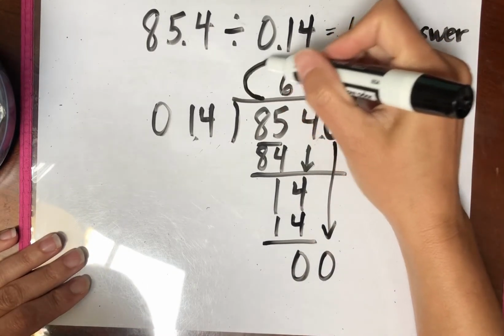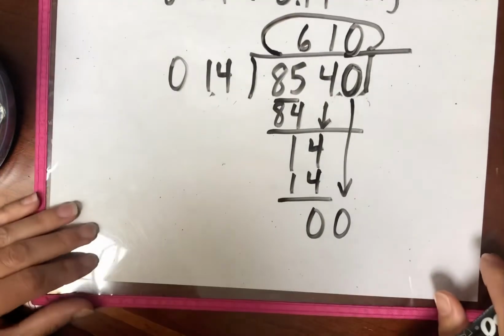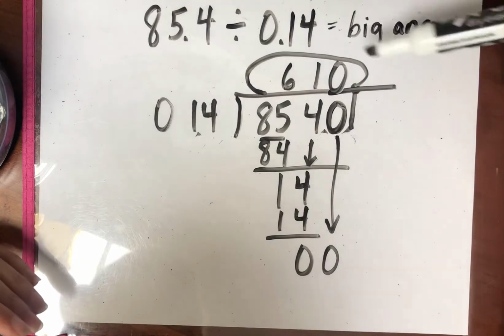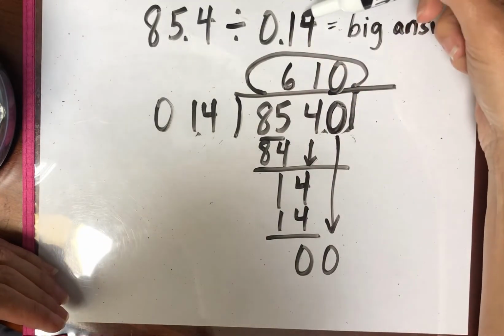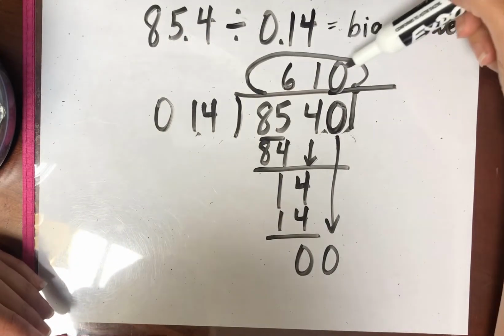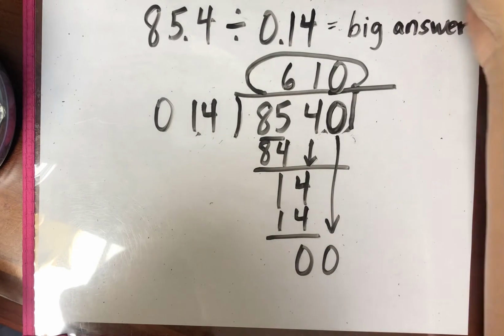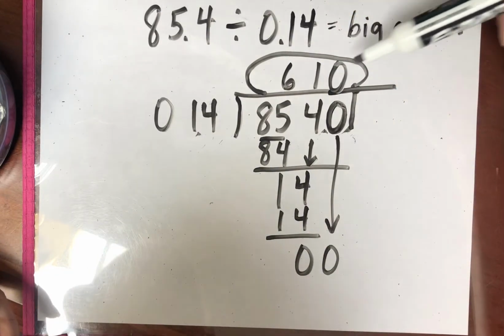And I get this big answer of 610, which seems odd, but I want you to think about it. It should be a big number because it's like saying this, like pretend this is money, right? This is like 14 pennies. It's like saying there's 610 groups of 14 pennies in $85.40. So this answer is logical.